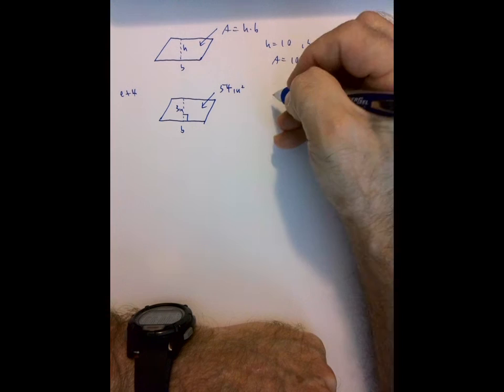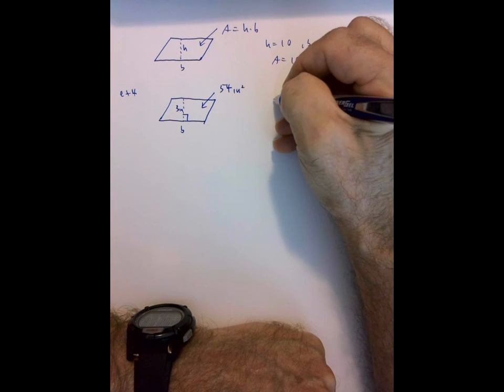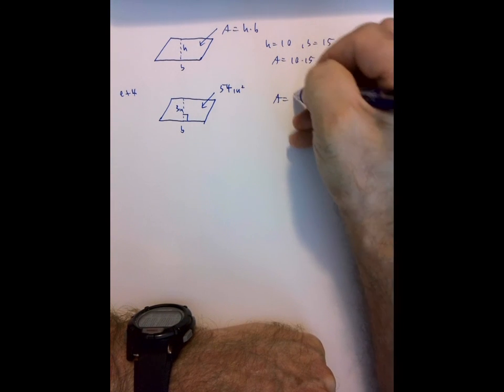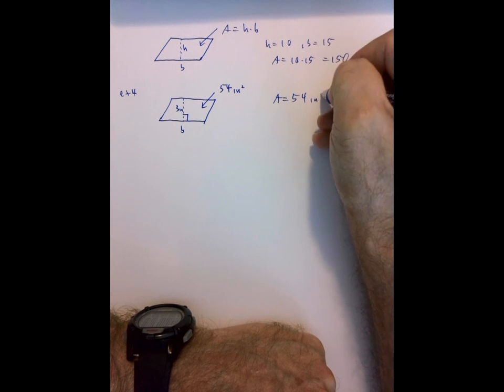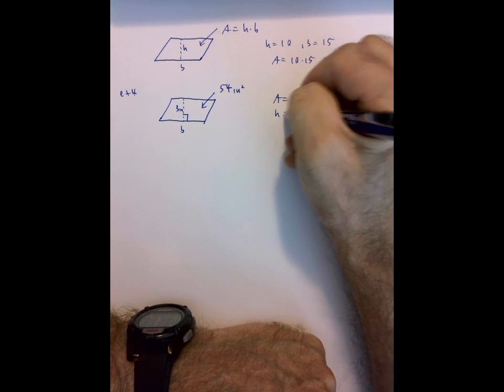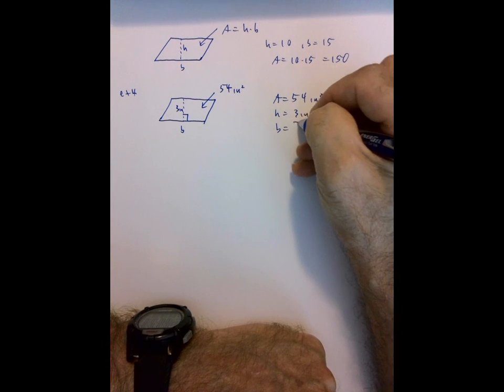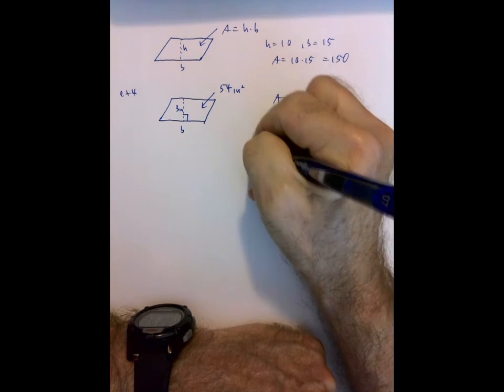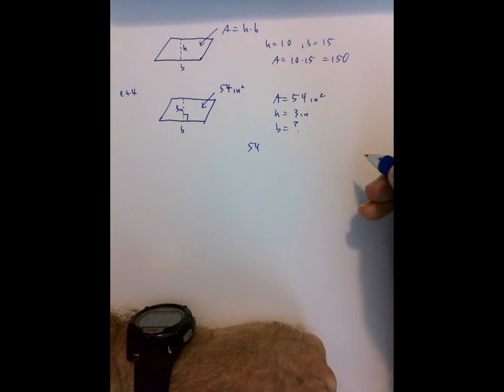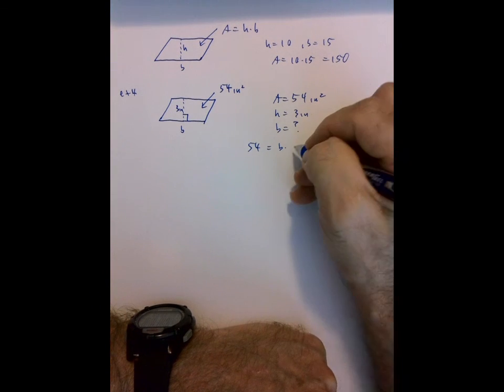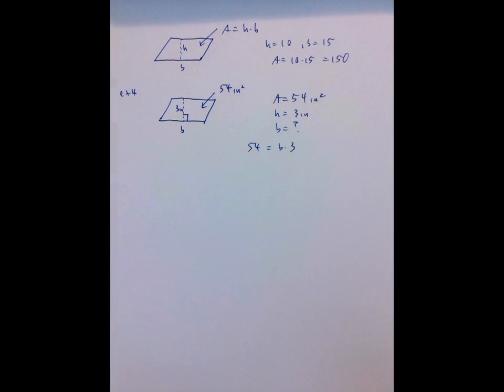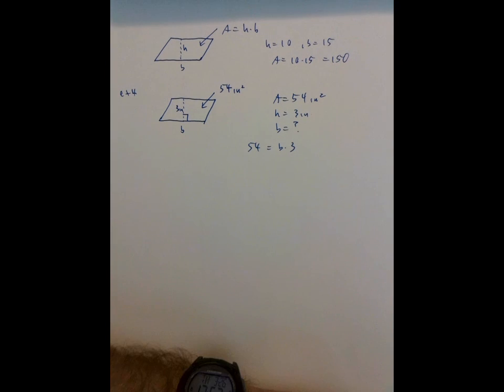So, over here, the area is 54 square inches. The height, that's 3 inches. What's b, the base? Well, we put 54 where the area is, b where the base is, because we don't know what it is, and 3 where the height is, because we're told that the height was 3.